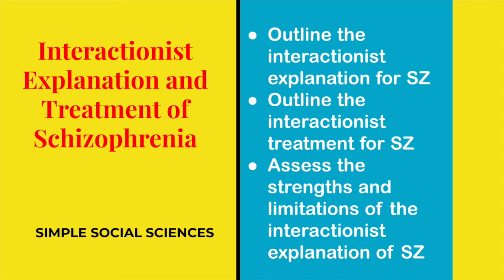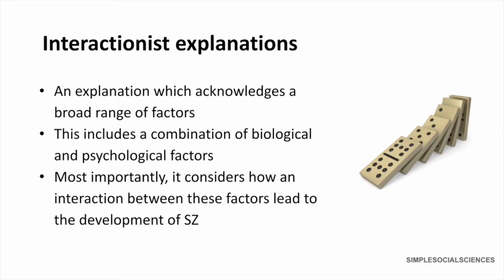So an interactionist explanation is one that we've already come across before but not quite looked at as a separate approach. An interactionist explanation acknowledges that there are a broad range of factors that contribute towards developing any disorder. This includes a combination of biological and psychological factors, and more importantly, it considers how an interaction between these factors leads to the development of schizophrenia.